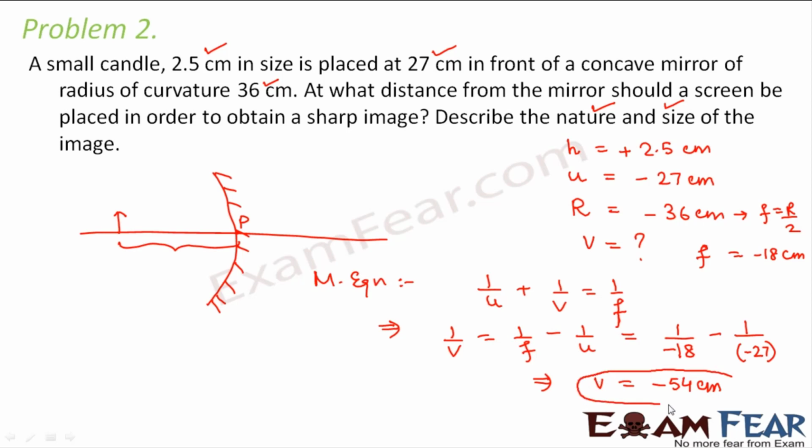So what does it say? It says that the image will be formed at a distance of 54 centimeters from the mirror, and the sign is negative. That means the image will be formed somewhere here, right? This would be my image. Now it doesn't tell anything about whether the image will be erect, virtual, or how it will be. So in order to know the nature and size of the image, let us calculate the magnification in this case.